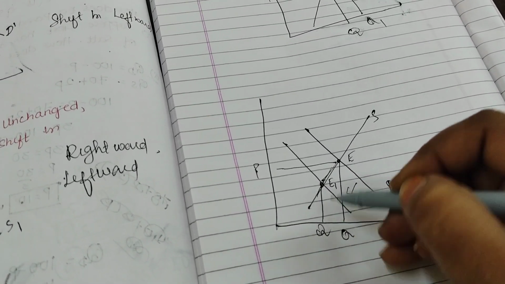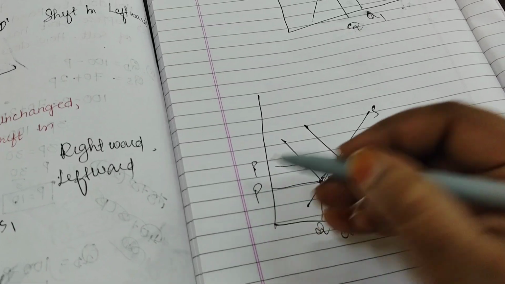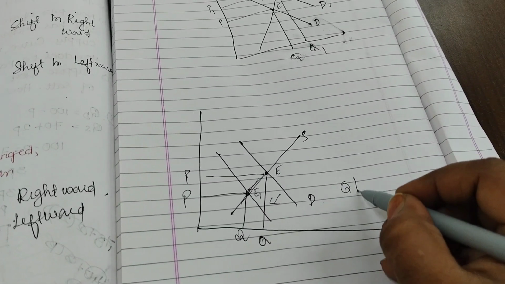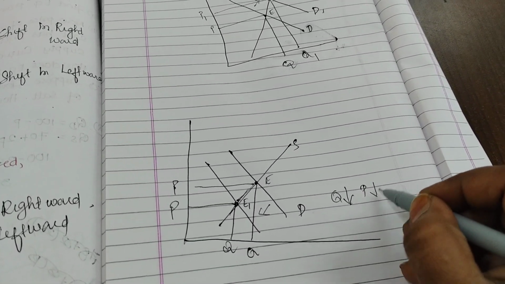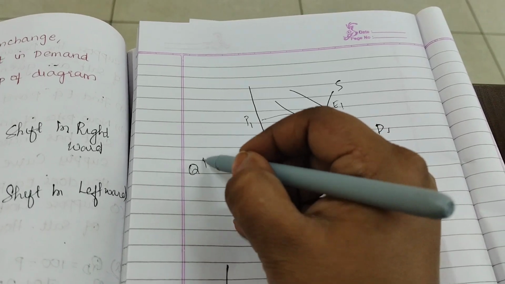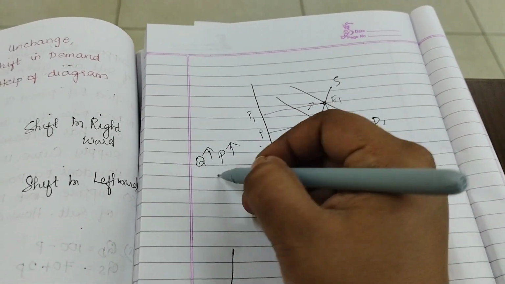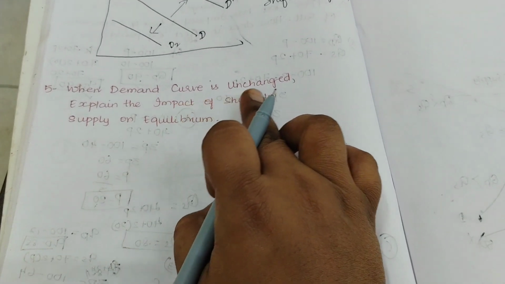This is the equilibrium quantity and this is the equilibrium price. So here you can see the quantity also decreases and the price also decreases. Here the quantity also increases, price also increases. These are the effects. The demand curve is unchanged.